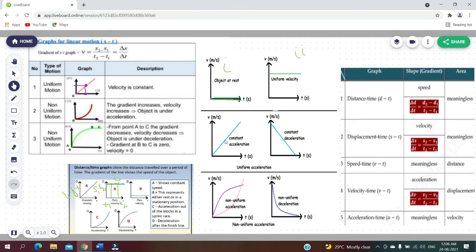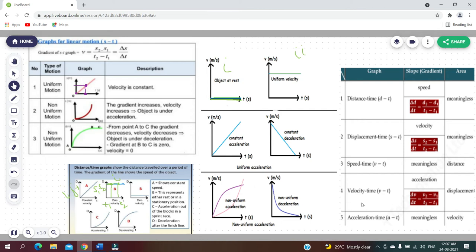If it's a straight line, it means the object is moving under constant or uniform acceleration, which is given by v2 minus v1 upon t2 minus t1: change in velocity upon change in time to achieve that change in velocity. If the slope is negative, or you can see a downward sloping line, it means there is constant deceleration. And when there is non-uniform acceleration, you will see the velocity time graph is a curved line. Here non-uniform deceleration, here non-uniform acceleration, because velocity is increasing with time, here velocity is decreasing with time.